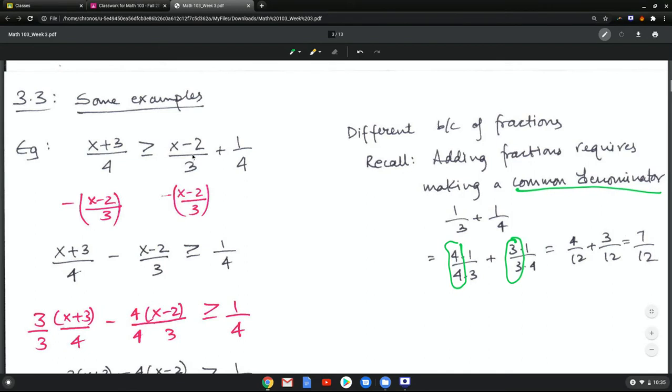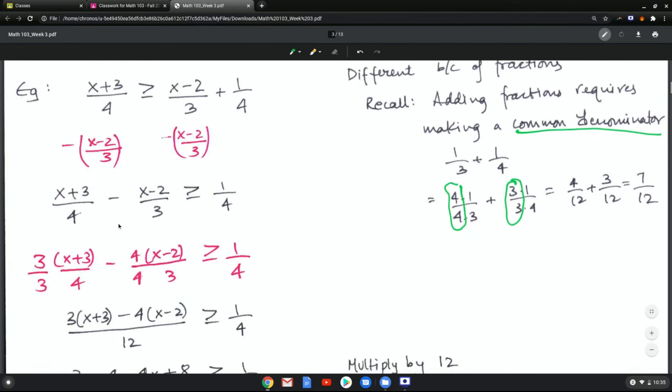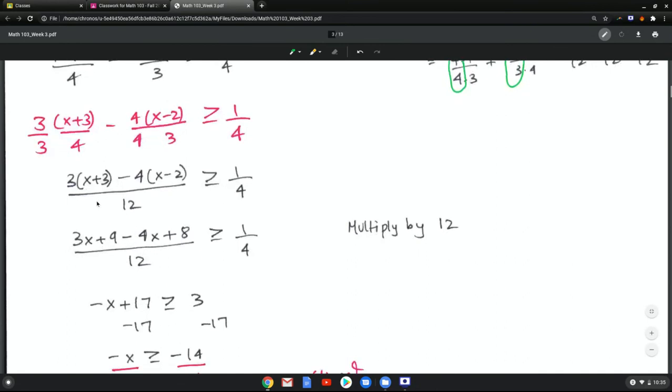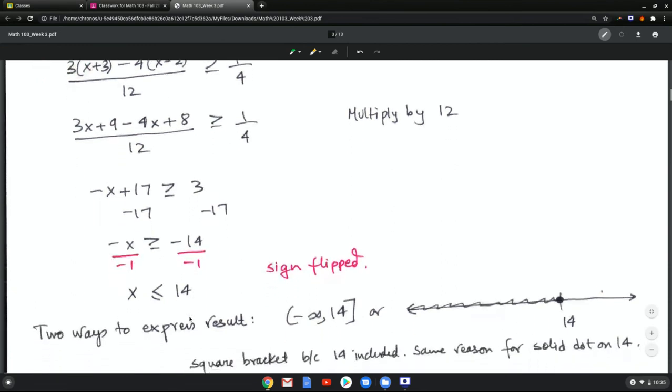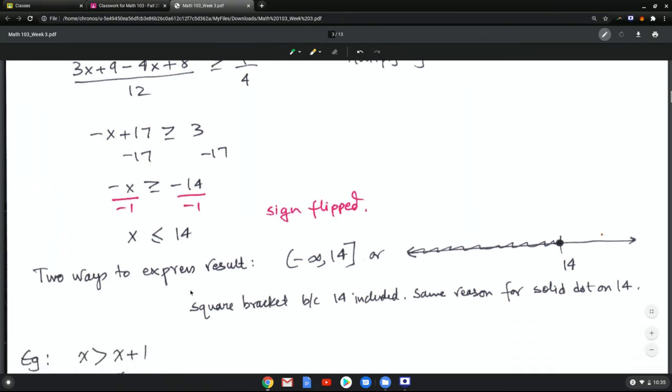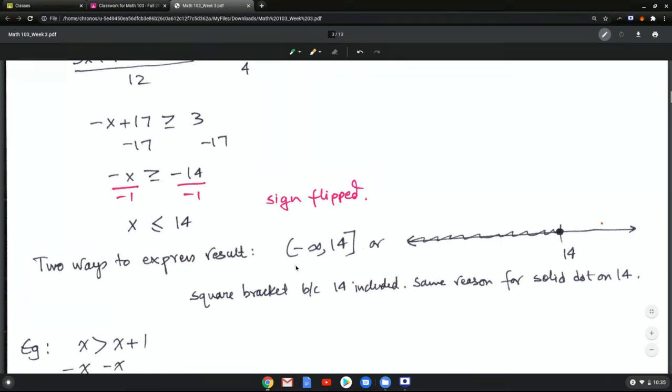So I follow the same strategy. First, I subtract this entire term, (x minus 2) over 3. I make the common denominator 12. I work this out and end up with negative x greater than or equal to negative 14, and then I flip the sign and x is less than or equal to 14. There's another way to express this result as an interval, negative infinity to 14. Remember, the square bracket is used because 14 is included. Or on the number line, you can have a solid dot on 14 and everything less than 14.